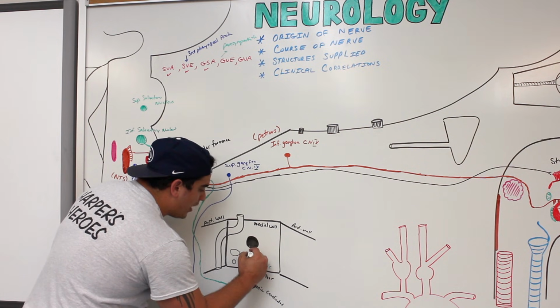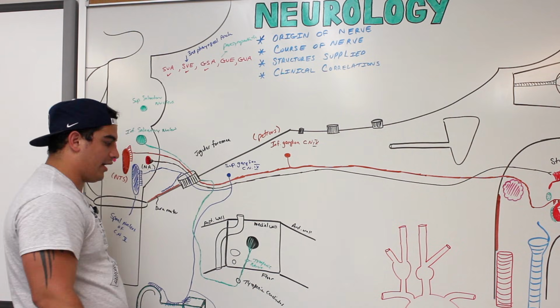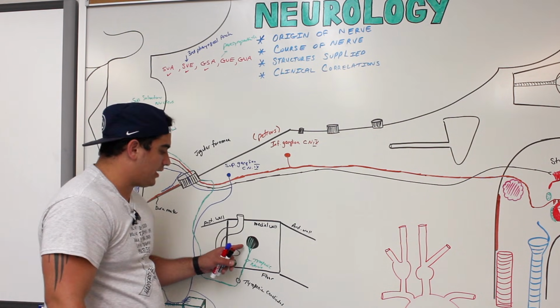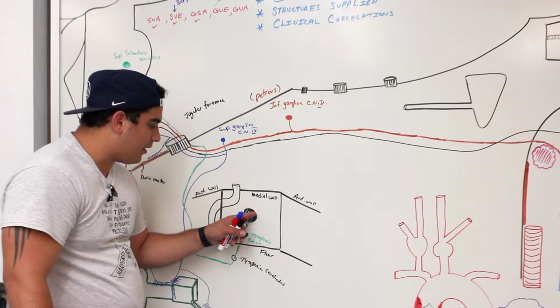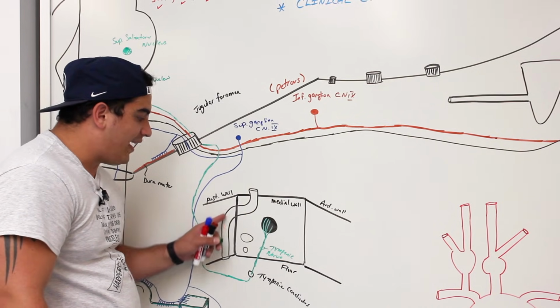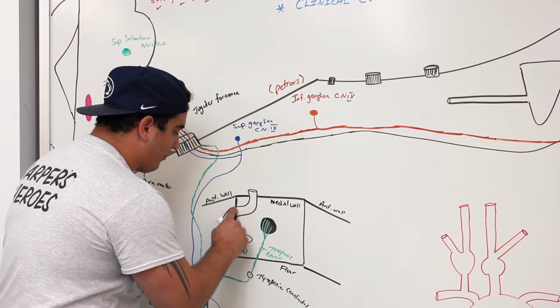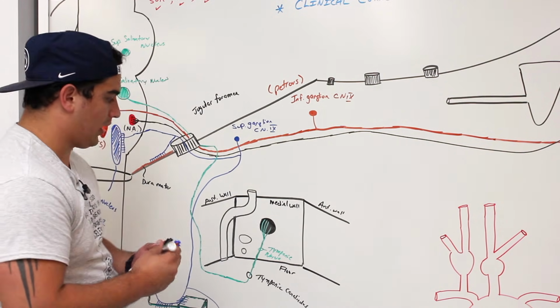It does something really weird, and it gives off fibers onto this promontory right here. So it gives off these little plexus right here that goes to this promontory. This is the promontory of the tympanic cavity. This right here is the oval window. This is the round window. This is the facial canal, the bony canal where the facial nerve fibers run through, right? We talked about that and why it's important with Bell's palsy.